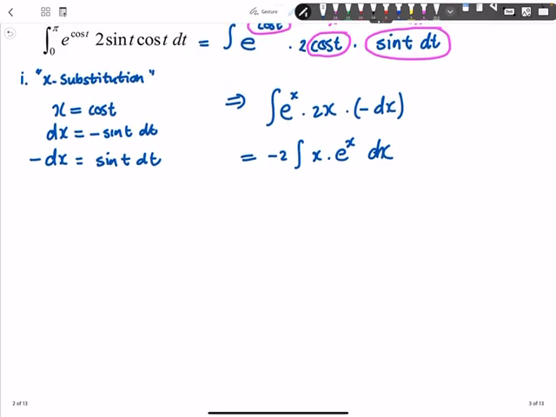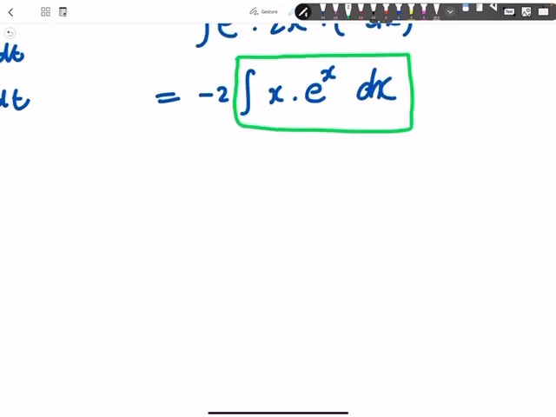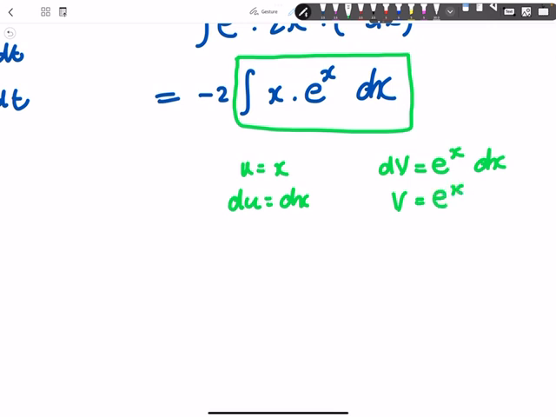All right, so now we're down to a more manageable integral. And again, for this one right here, I'm going to use integration by parts. So here we go. By integration by parts, I would like to let u be equal to x, and I'm going to let dv be equal to e to the x dx. That makes du equal to dx. This makes v equal to e to the x.